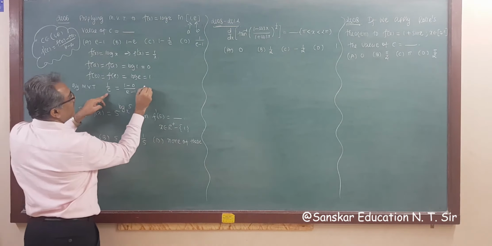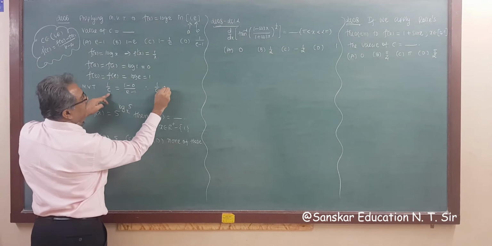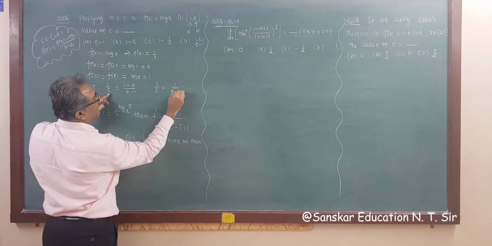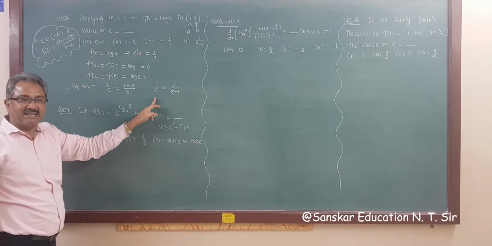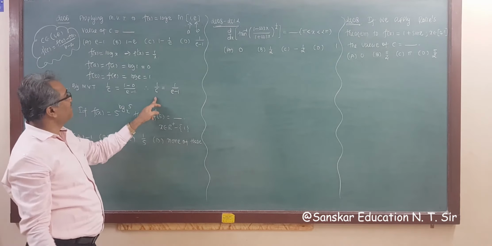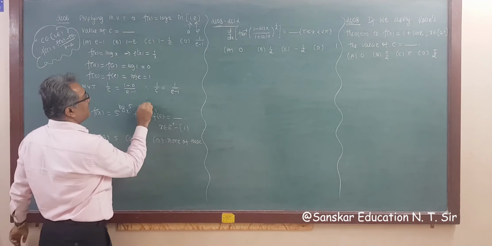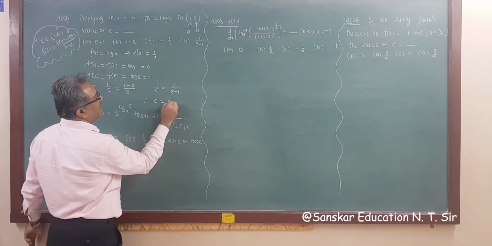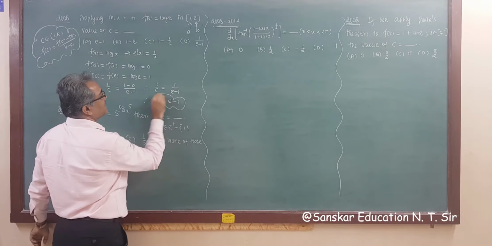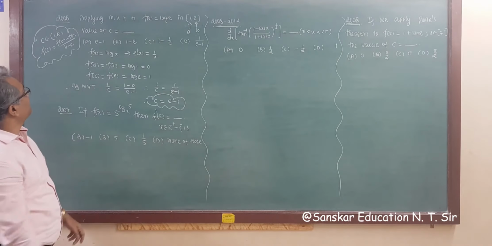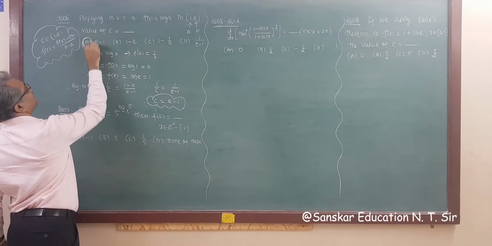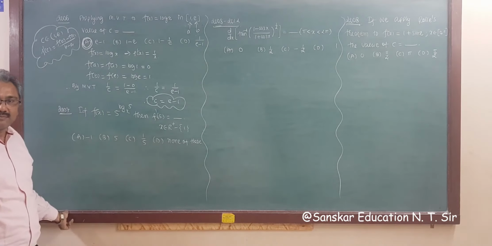So what do you get here? Therefore 1 upon c is equal to 1 upon (e - 1). You have to find the value of c, not 1 upon c. So c is equal to e minus 1. So this is your answer, that is option A is the correct answer.